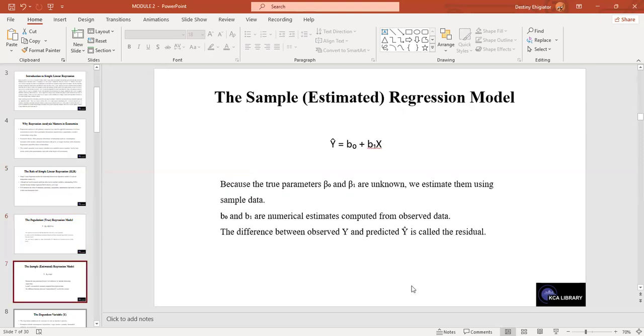Now let's look at the sample regression model. This is the equation. Because the true parameters B0 and B1 are unknown, we estimate them using sample data drawn from the population. The estimates B0 hat and B1 hat are numeric estimates computed from observed data. The difference between Y and the predicted Y is called the residual. So the difference between what you predicted and what you observed is called the residual.